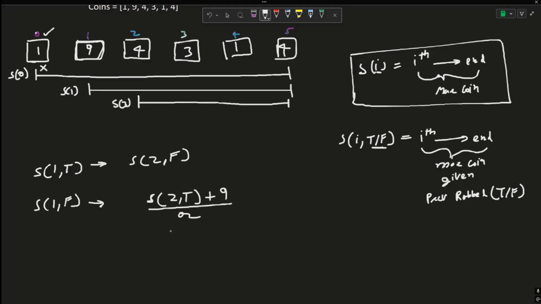Or we can again skip current house and the answer is s2 of f, and we have to take the max of this because both the options are valid. I can either do this or do this.